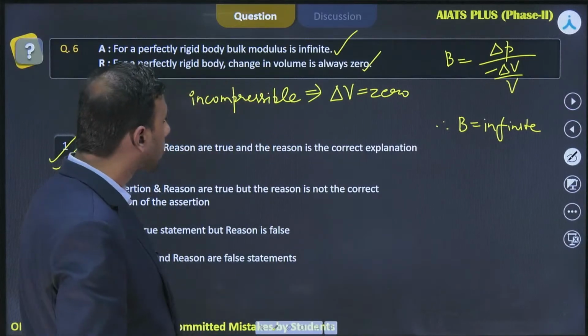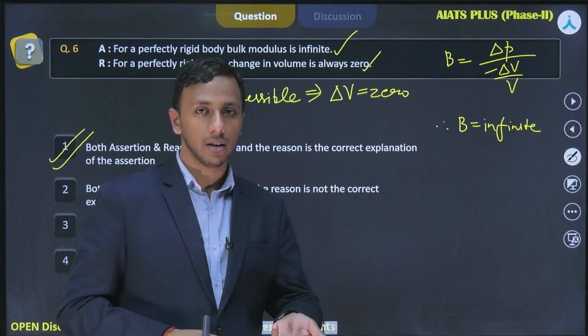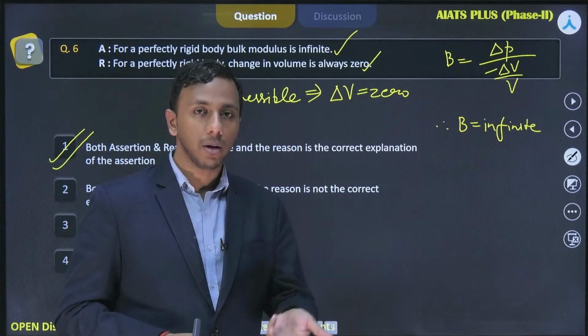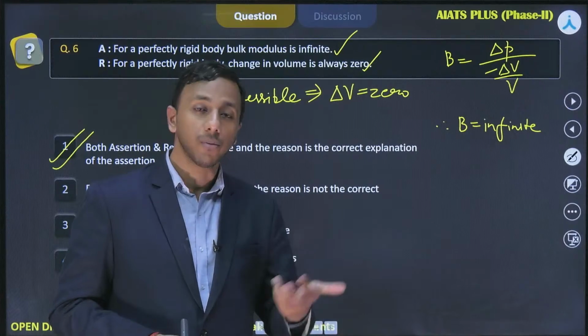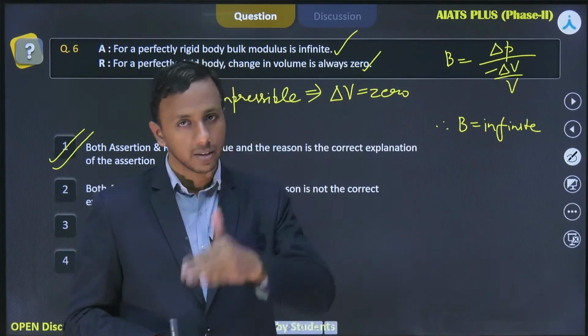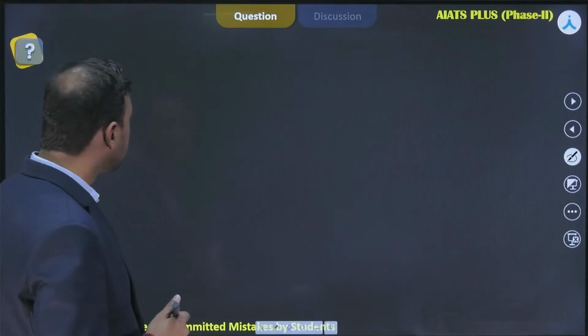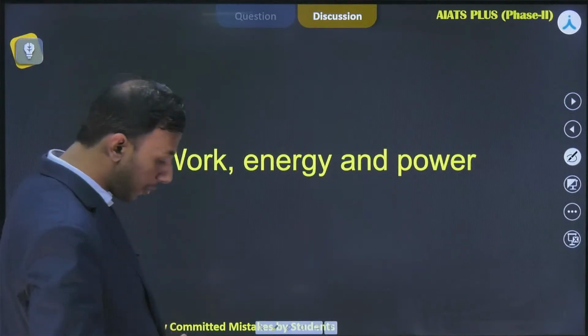And last time we had also said that if the body is highly compressible, that means the bulk modulus would it be high? It won't be. It would be low. Because highly compressible means incompressibility is very low, bulk modulus is also low. All right, so moving on.